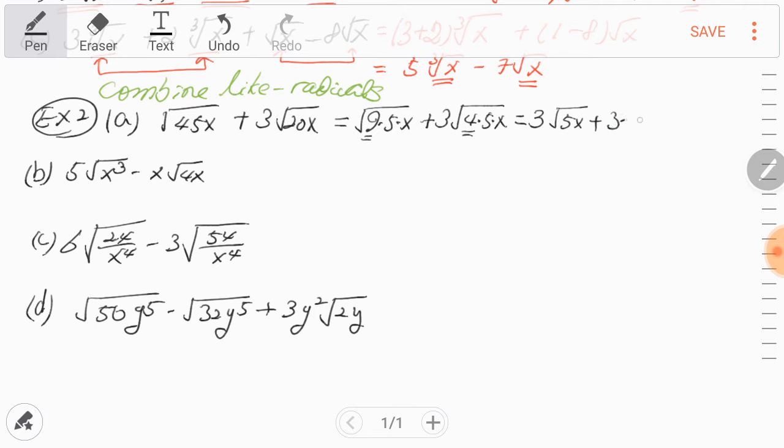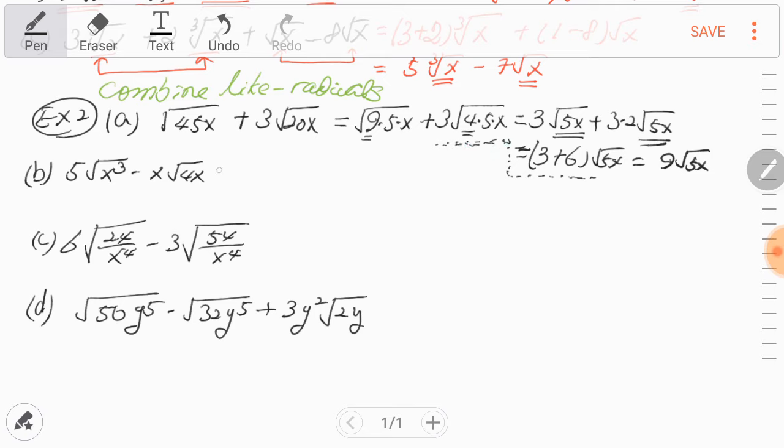Let me write it here. So we can take 2 out, then we have square root of 5x. From here it is square root of 5x, so they are like radicals. So we can add the numbers. 3 times 2 is 6. Square root of 5x. So this is equal to 9 square root of 5x. So we have to simplify each radical so that it's much easier to find the like radicals.